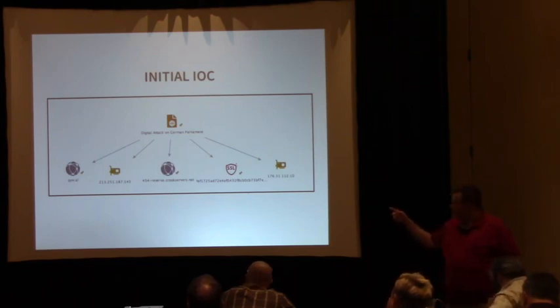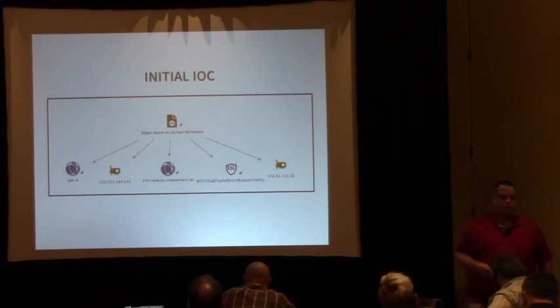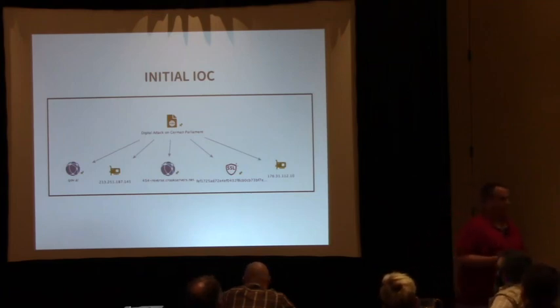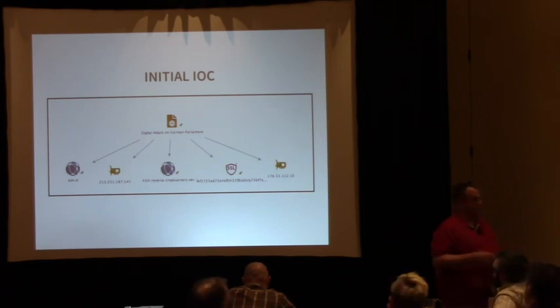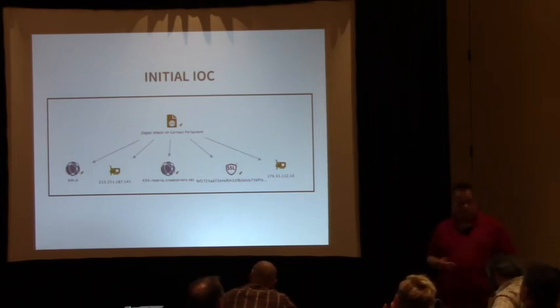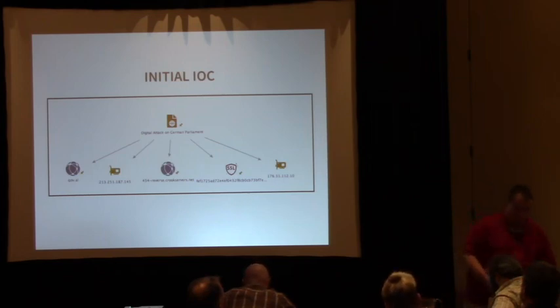For the first one, QOD.al. Does anyone know what that actually is? It's a doppelganger of the Albanian government. It's not GOV, it's QOD. This is a supposed Russian organization or nation state group. They probably want to try to do some things with the Albanian government.